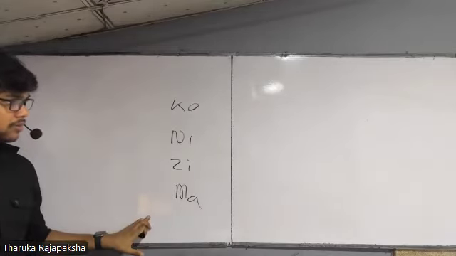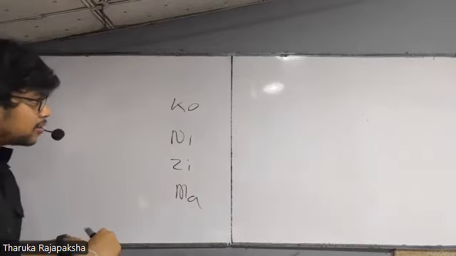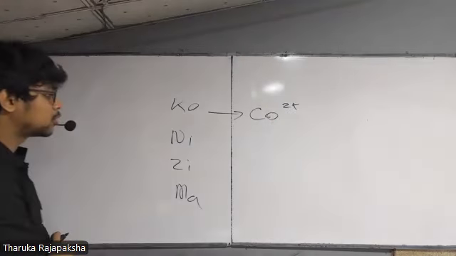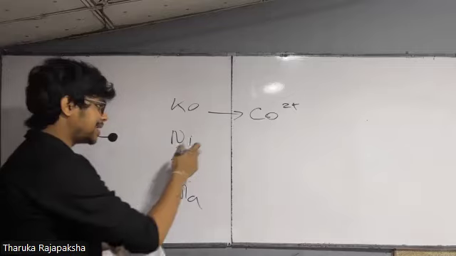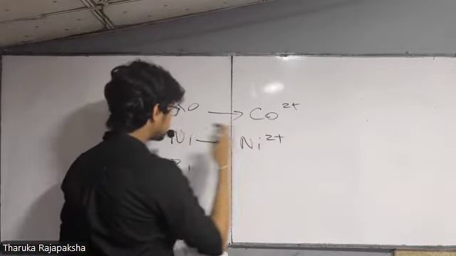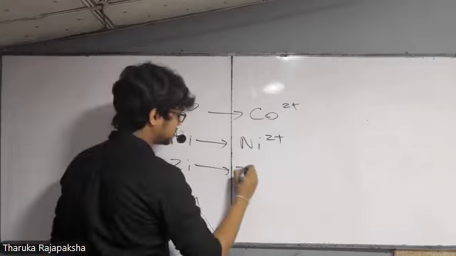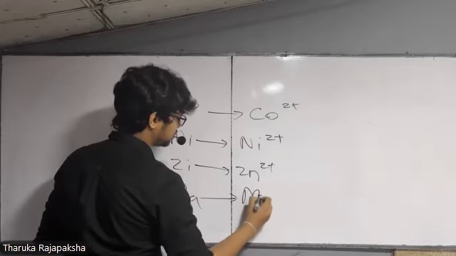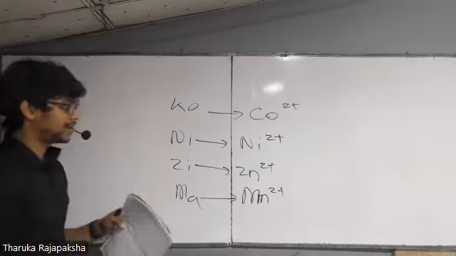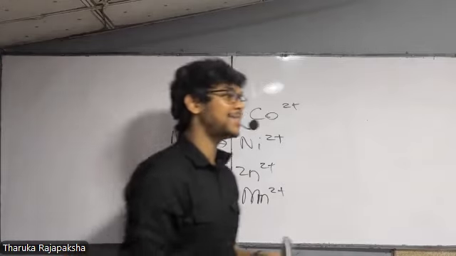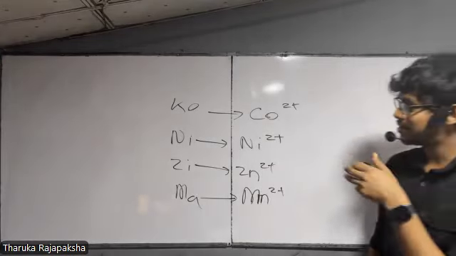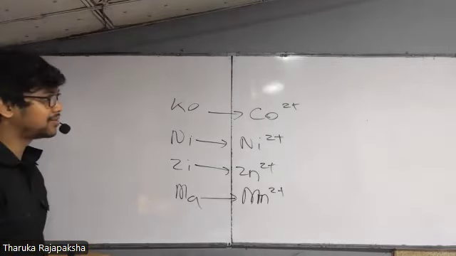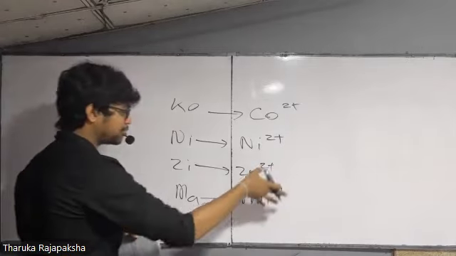Ko ni zi ma, right? What is Ko? Cobalt 2 plus. Ni means nickel 2 plus. Zi means zinc 2 plus. Ma means manganese 2 plus. I thought about this for a long time to get this. Cobalt 2 plus, nickel 2 plus, zinc 2 plus, and manganese 2 plus.